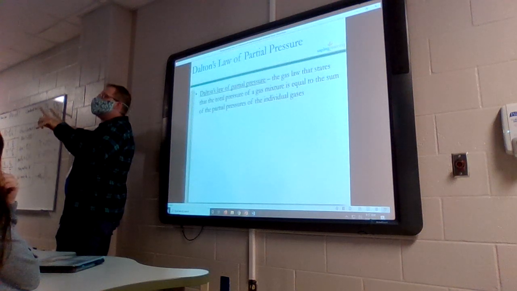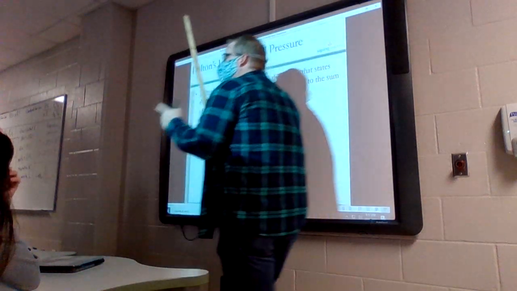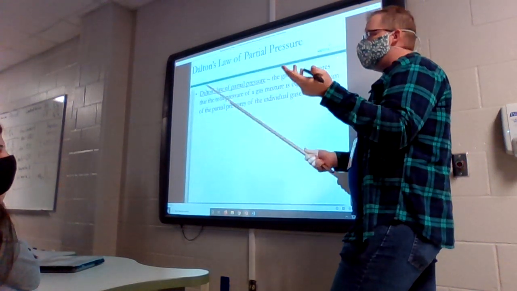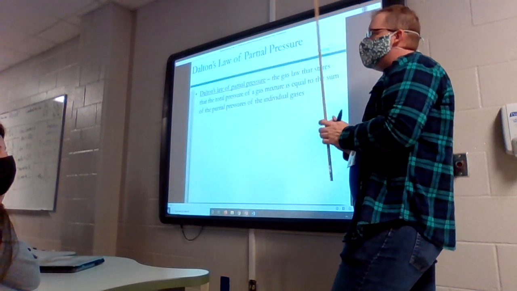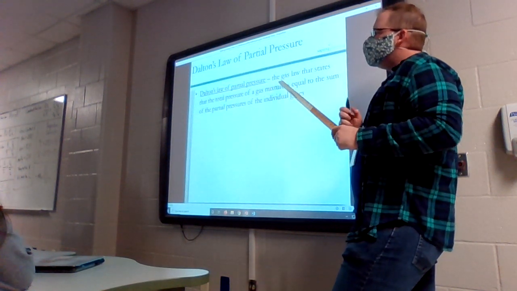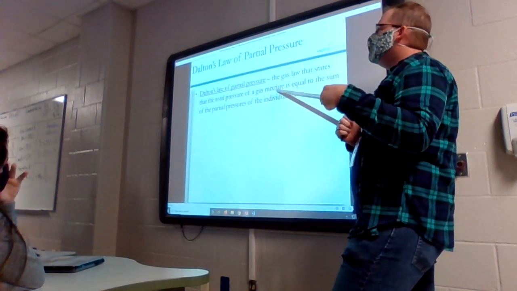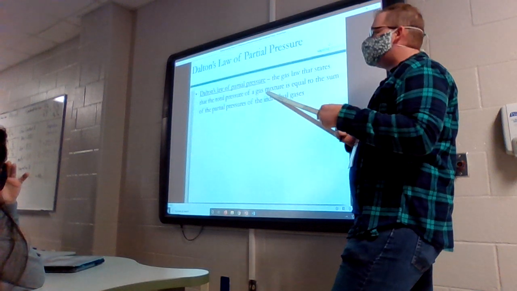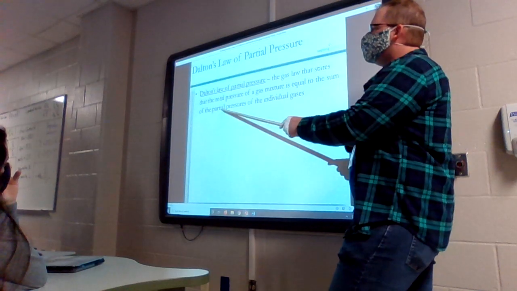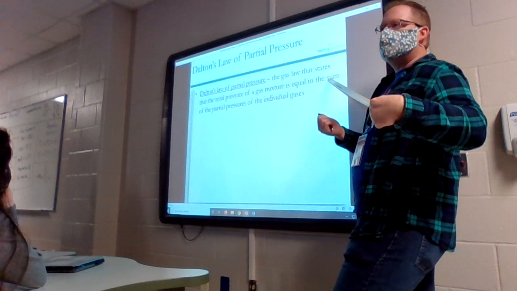But there's one thing that's actually pretty easy when I mix gases together. That's the pressure. The pressure is going to behave in a way that is easily observable and easy to do the math on. And so that led us to the law, Dalton's law of partial pressure. So it says the gas law that states that the total pressure of a gas mixture, so when I mix two or more gases together, the total pressure is equal to the sum of the partial pressures of the individual gases.